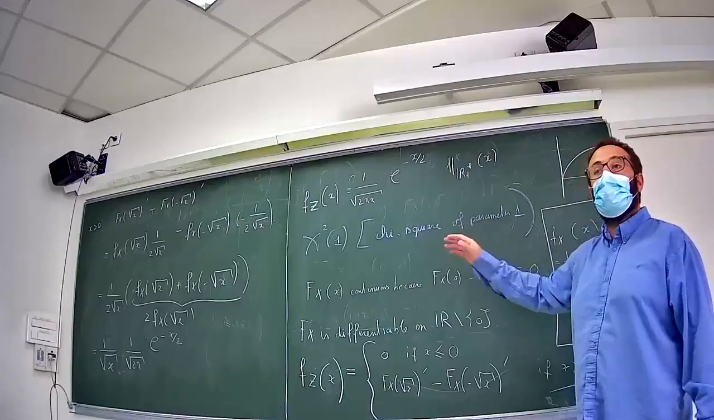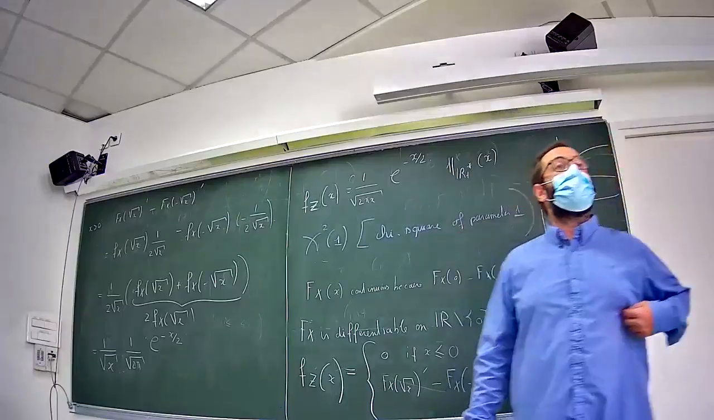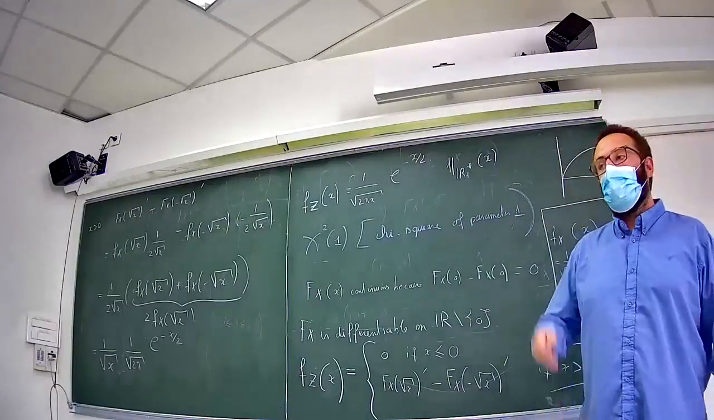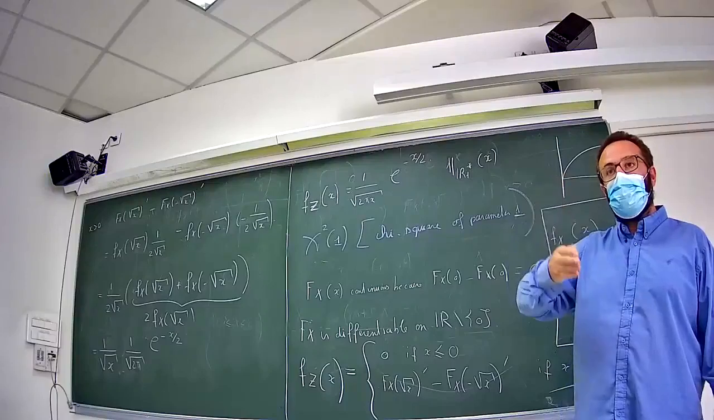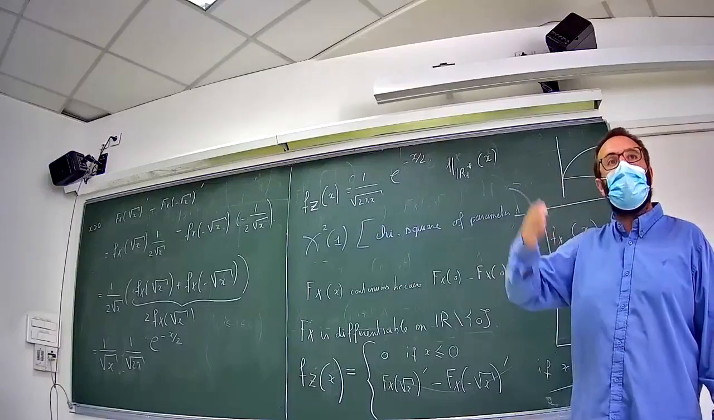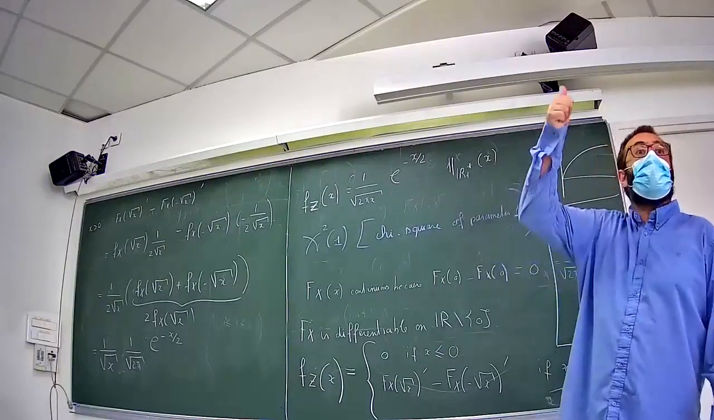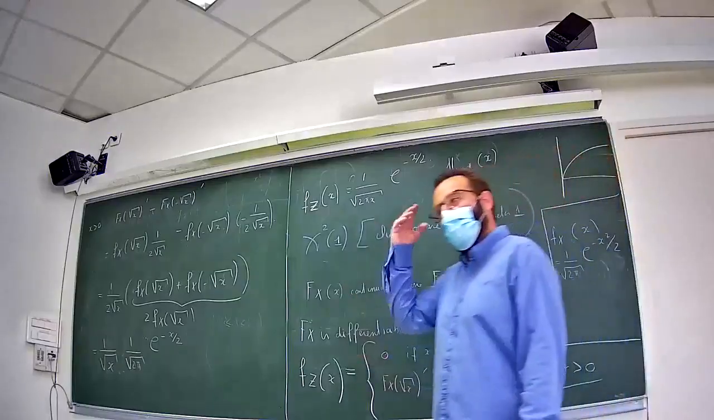And you will see later on that what I will call a chi-square distribution of parameter n will be the sum of the squares of n independent Gaussians. And here we have a single one, so n equal to 1. But we will see this later.